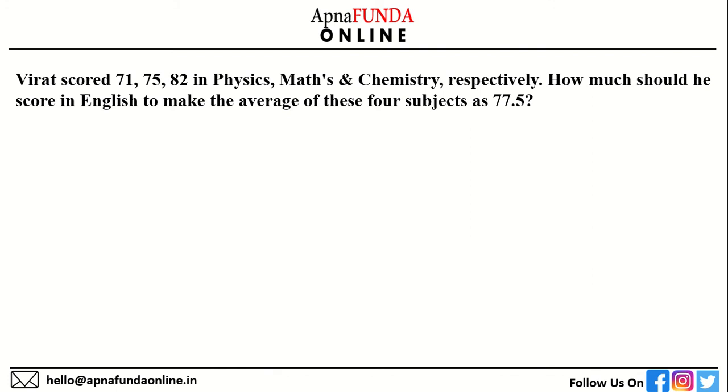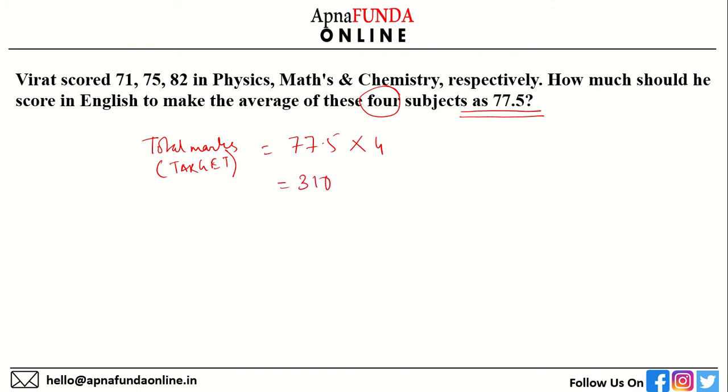So he's targeting an average of 77.5 across all 4 subjects. So the total marks he's targeting is 77.5 into 4, correct? I hope you agree, which is equal to 310.